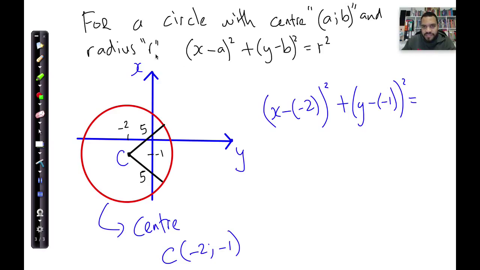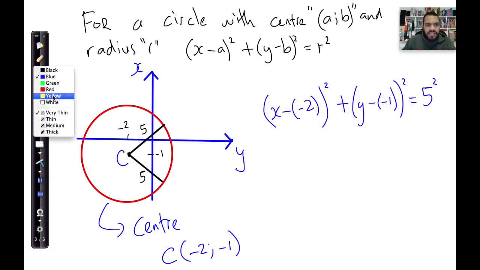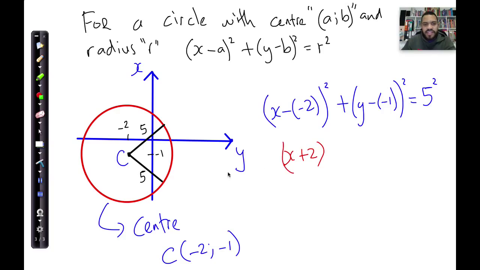Now if the radius is 5, r squared is going to be 5 squared. So what I have to put over there is actually 5 squared, right? And if I want to simplify this, that's going to be x plus 2. So you'll notice if the center is -2 for the x value, it will be +2 in the equation, right? In the standard form equation. Plus y plus 1 squared is equal to 25. Okay, so there we go.